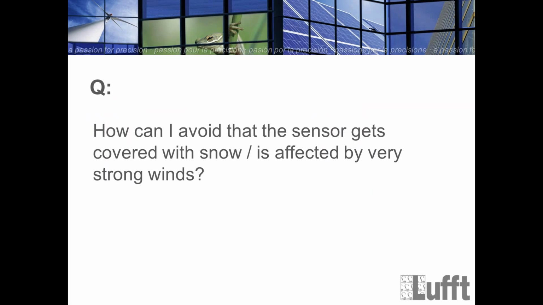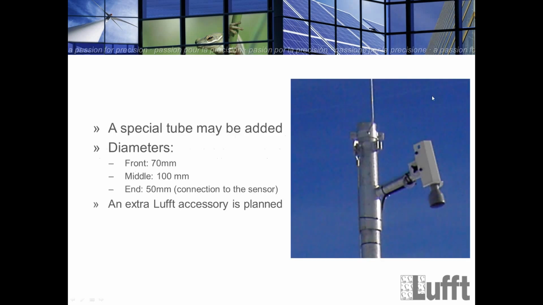One very popular question is actually how can I avoid that the sensor gets covered with snow? I mean, wind protection and so on. So actually, we have this nice example from Austria. They have set up their own tube in order to better protect the optics against snow cover and also against wind. The diameters are mainly that at the front it's 70 millimeters, in the middle it's around 100 millimeters, and at the end where it connects to the optics it's 50 millimeters.